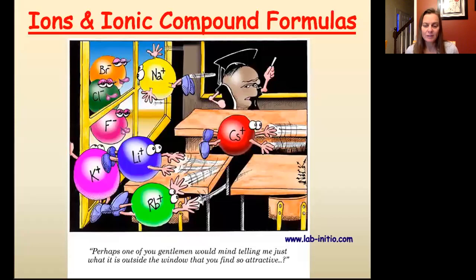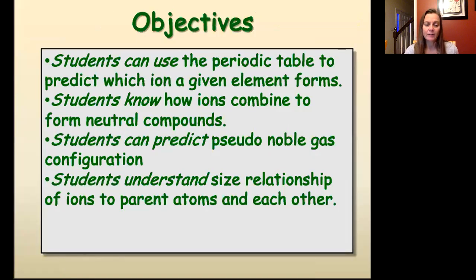Today we're continuing our discussion about bonding by talking specifically about ions and ionic compounds. Obviously our positively charged ions, which we call cations, are going to be attracted to our negatively charged ions. And so we're going to see this force of attraction, and that's what we call an ionic bond.